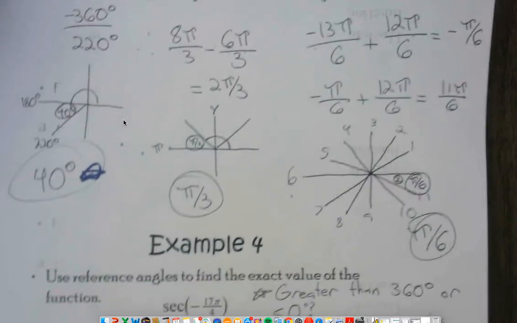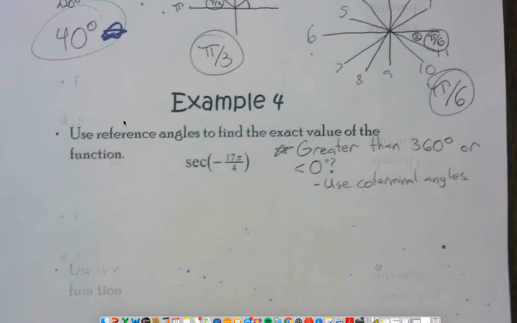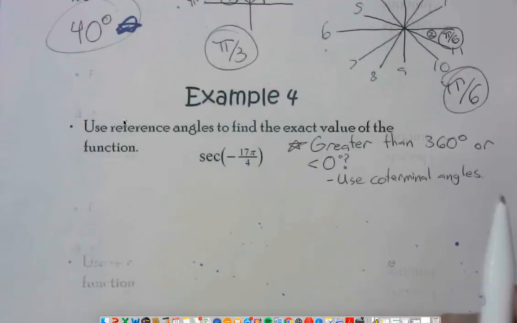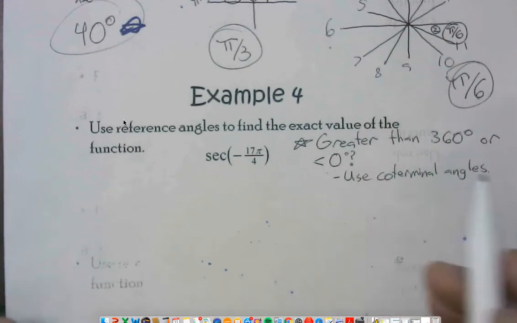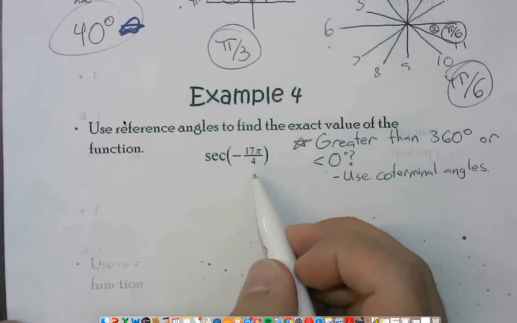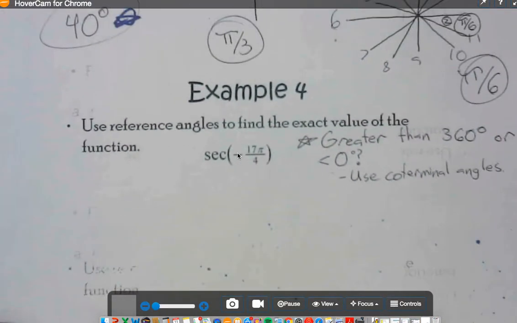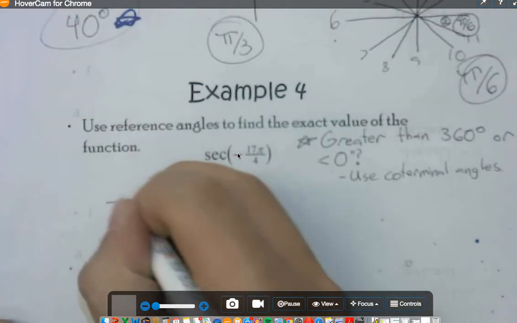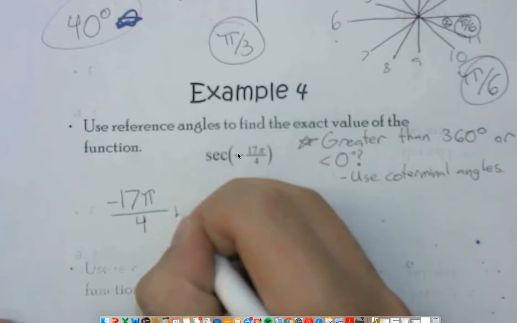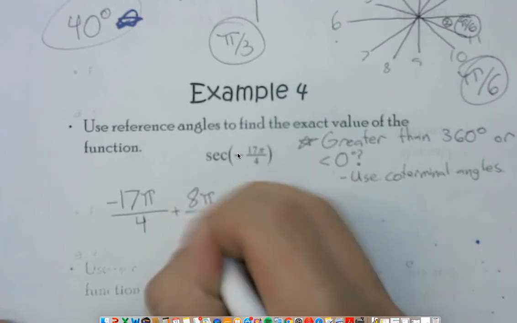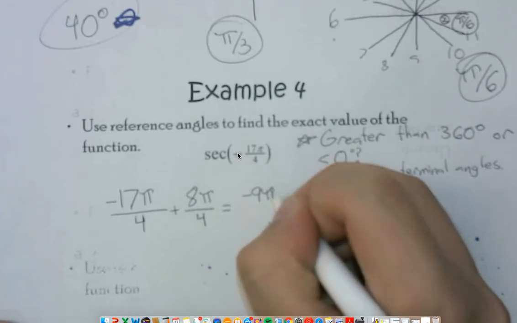We can take this further and actually solve for exact values for select functions. So recall that if it's greater than 360 or less than 0 degrees, we use coterminal angles to get there. So negative 17 pi over 4 is definitely going to be more than that if you were to convert it to degrees. So let's add some intervals of 360 back. So let's add 8 pi over 4. That gets us negative 9 pi over 4.